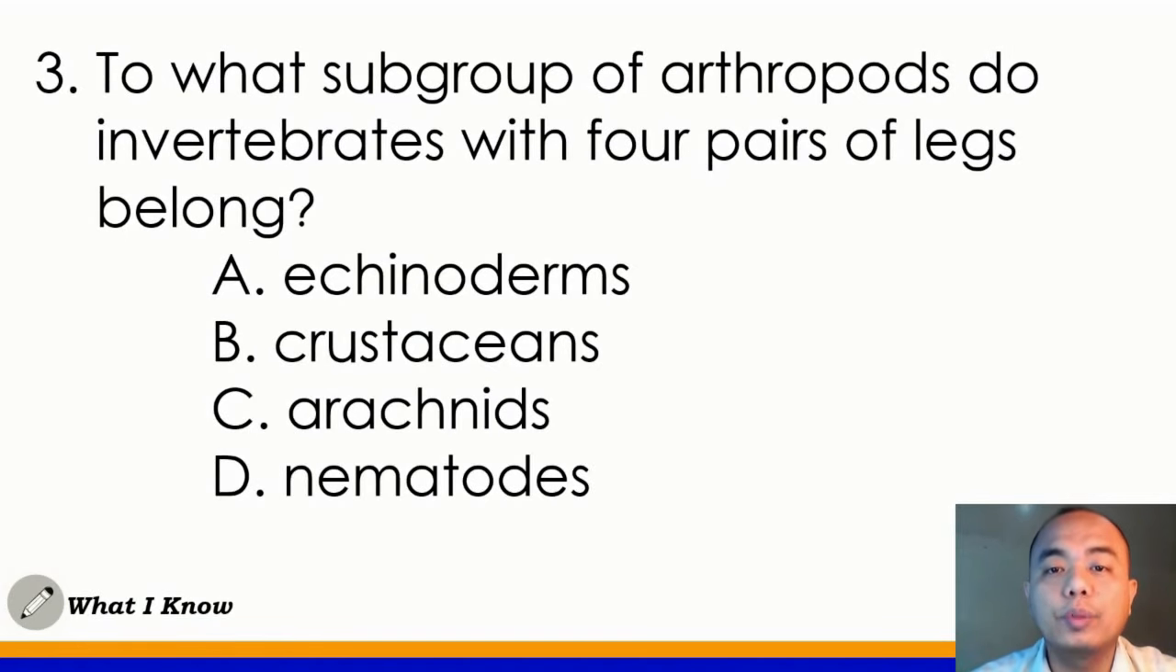3. To what subgroup of arthropods do invertebrates with 4 pairs of legs belong? So 4 pairs, meaning 8 legs in all. What group is that? A. Echinoderms. B. Crustaceans. C. Arachnids. Or letter D. Nematodes. The correct answer is letter C, arachnids.